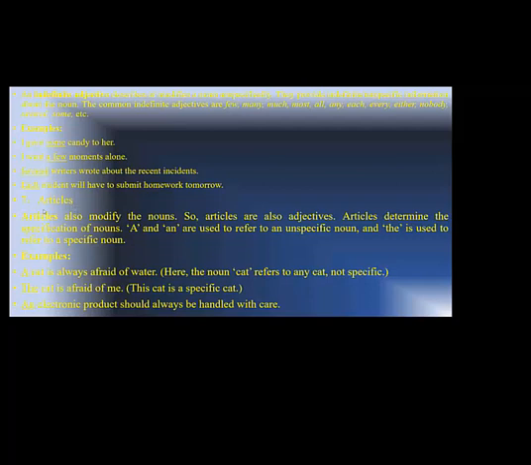Articles. Articles are also sometimes considered as adjectives. Articles also modify the noun, so articles are also adjectives. Articles determine the specification of nouns. A and an are used to refer to an unspecific noun, and the is used to refer to a specific noun. A cat, any cat. A cat is always afraid of water. So the speaker is speaking about any cat being afraid of water.